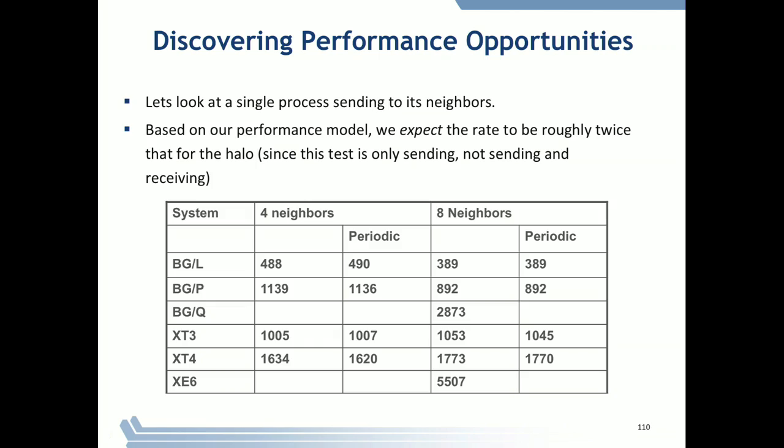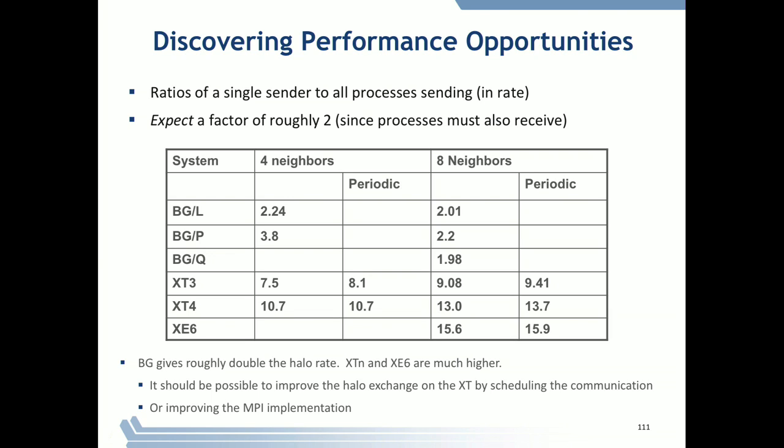And in fact, we can look at the historical performance of these. The Blue Genes, the performance has improved as we've gone through L to P to Q in terms of the sustained rate. We've also seen some improvement in the Crays, and we can look at the ratios of a single sender versus having everybody participate. And interestingly enough, for the Blue Genes, the ratio has typically been about 2, which means that the communication is just happening the way you sort of expect, the way you model.